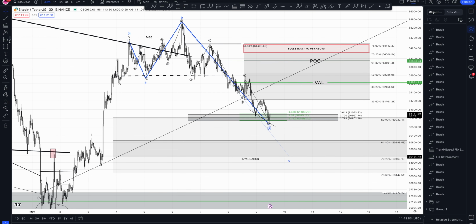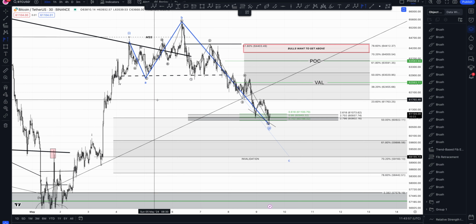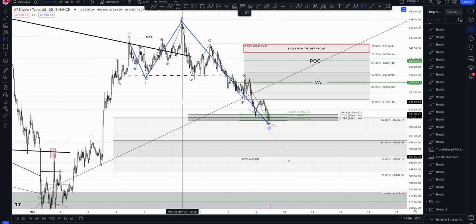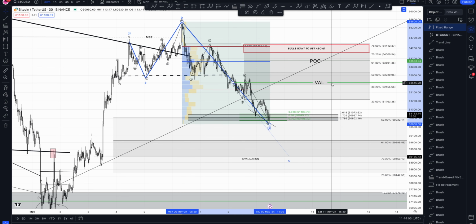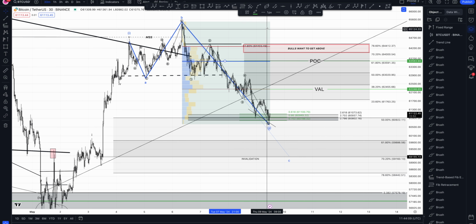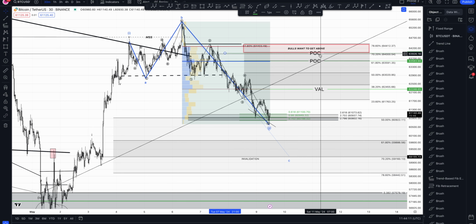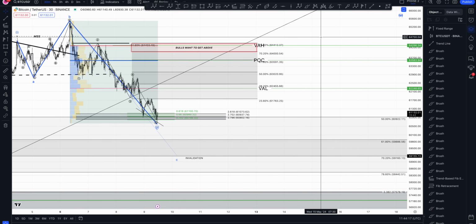And then if we look at our volume analysis here, just from this B wave high down to this low here, you see this is your POC, point of control, and then this is your value area low. And this is your value area high right here.